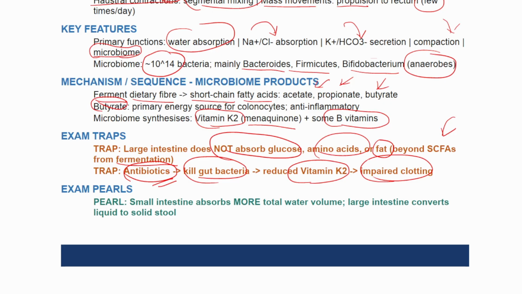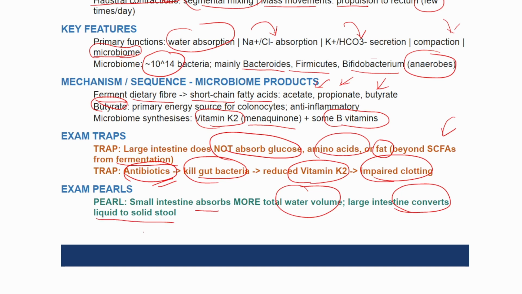Let us conclude by reviewing the highest yield summary concepts for your boards. While large intestine is clinically celebrated for its role in water recovery and compaction, the small intestine actually absorbs significantly higher total water volume daily. The large intestine's unique mechanical job is merely the final conversion of liquid chyme to solid stool.